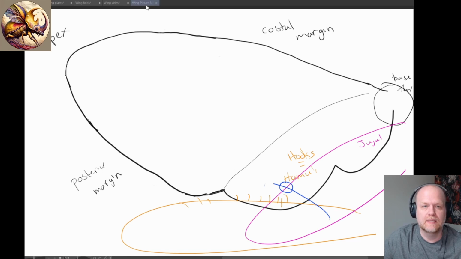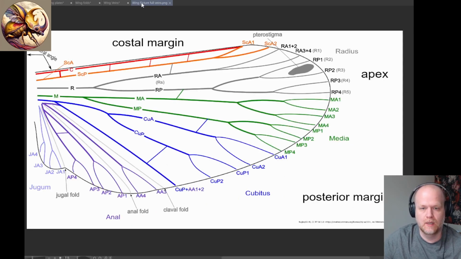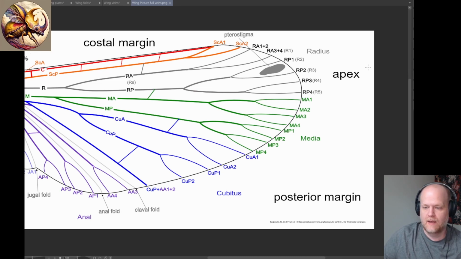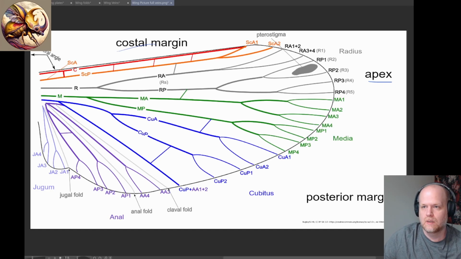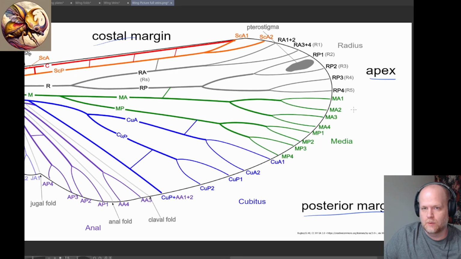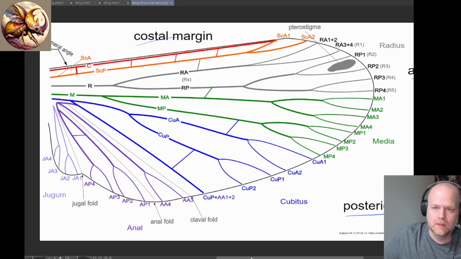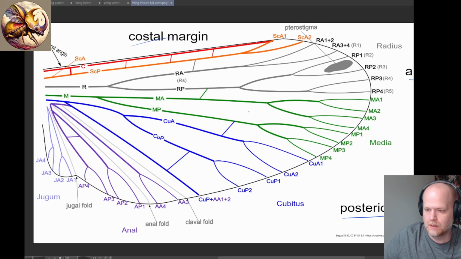So if we look at the final picture of what a forewing would look like, now you can understand some of these things that you're seeing here. So you have the apex margin up here, costal margin here, and the posterior margin on the bottom. If we zoom in a little bit, you'll be able to see some more structures here.